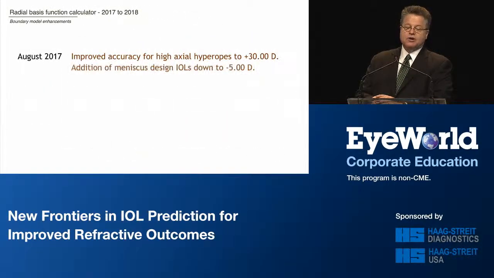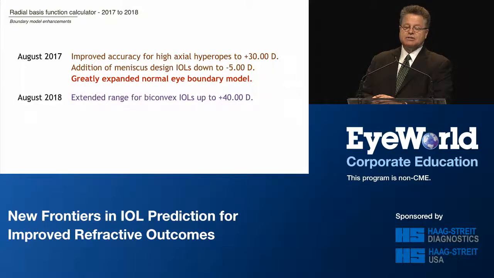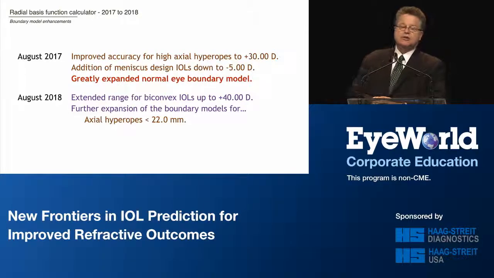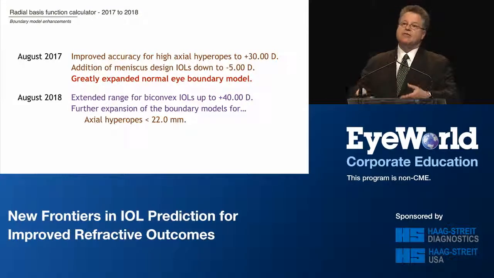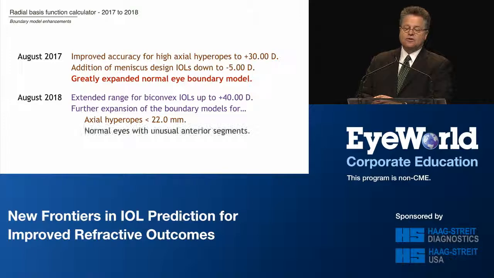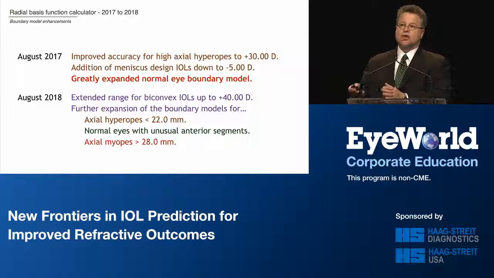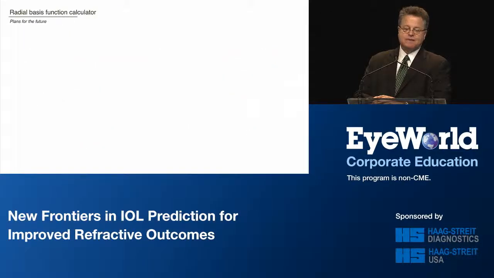So this is where we are in August of 2017, and this is where we're going to be in August of 2018. So as Doug Koch mentioned, this is continuously evolving, and it's very, very exciting. This next version is going to be based on 12,000 cases. Hopefully the version after that will be based on 30,000 cases. That's our goal. So every time we do this, we're going to expand the boundary model, and that's the goal of this, is to make the boundary model bigger and better and have a greater breadth and depth for your calculations.